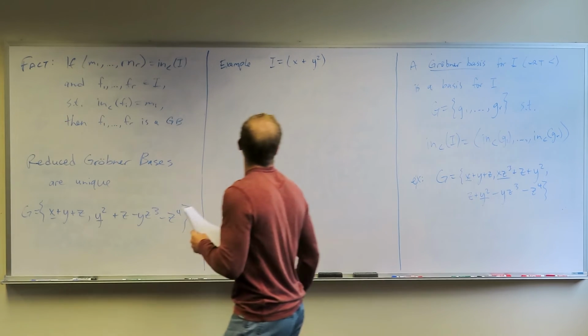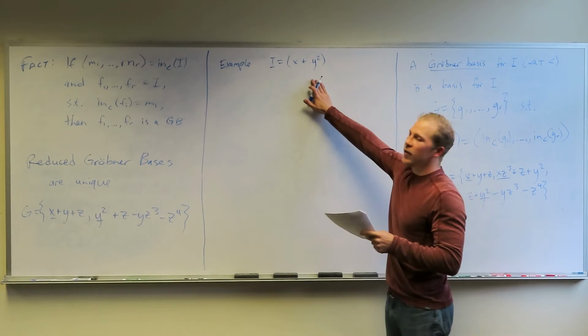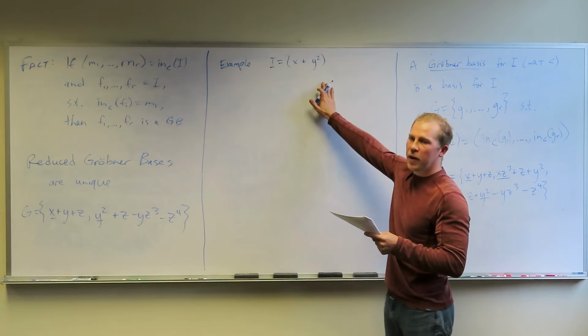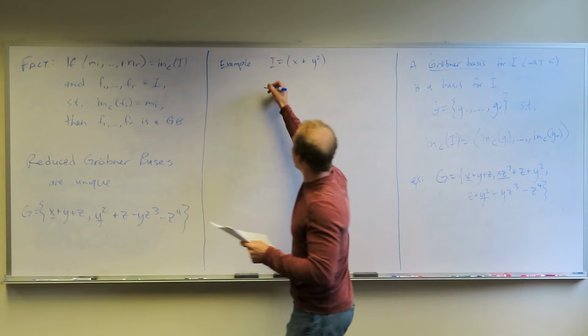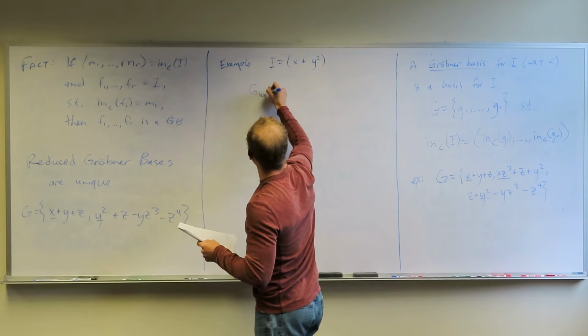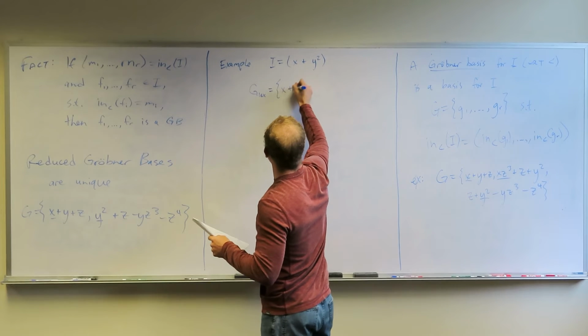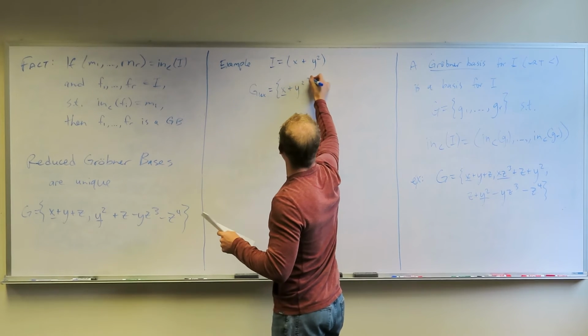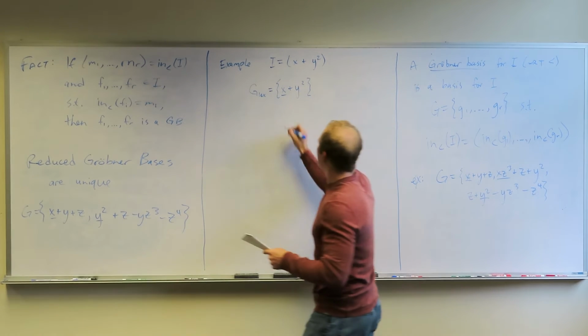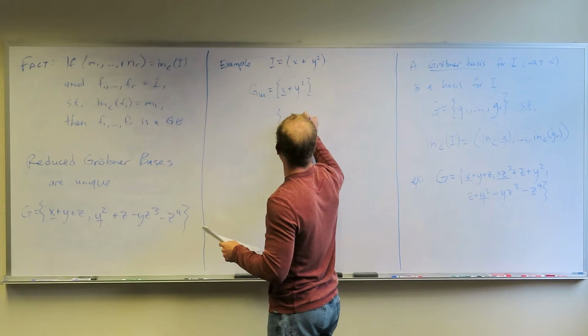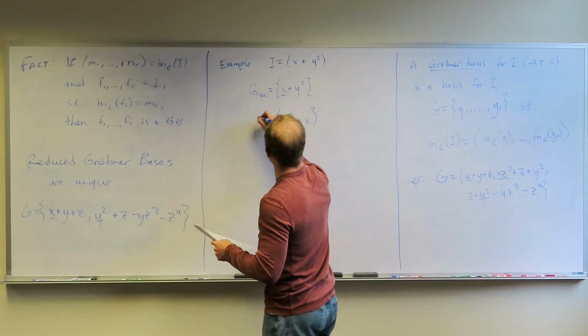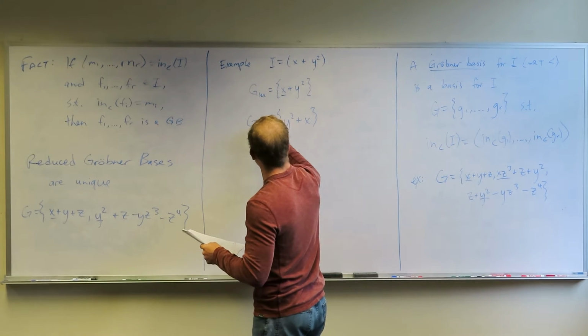Cool. So let's look at a really simple example where our ideal is just generated by a single polynomial, right? So really quickly we can write down what the Gröbner bases that we can have are. So I can have x plus y squared, where x is the initial term. Or I could have the other way around, right? And this one, I guess, would be like graded lex.